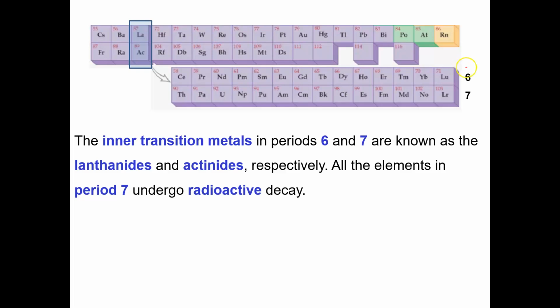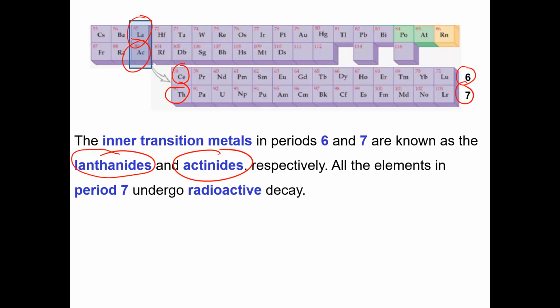Those 2 rows that sit beneath the periodic table are known as the inner transition metals. The ones that are in period 6 are often referred to as the lanthanides because they come after the element lanthanum. And then the ones that are in period 7, beginning with thorium, are known as the actinides because they come after the element actinium.